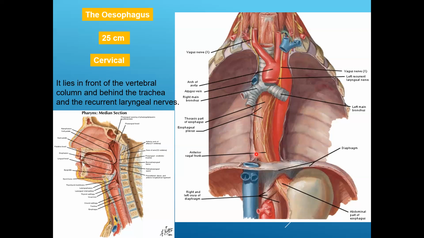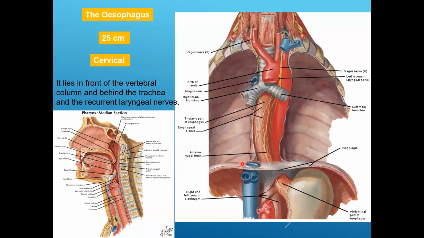So it's going to run down, and as you can see, it runs behind the trachea, but oops, the trachea is going to end here at the level of T4. Why? Because it divides into two bronchi, the right main bronchus that goes to the right lung, and the left main bronchus that goes to the left lung. So what do we have just below the bifurcation of the trachea, in front of the esophagus? We have the heart.